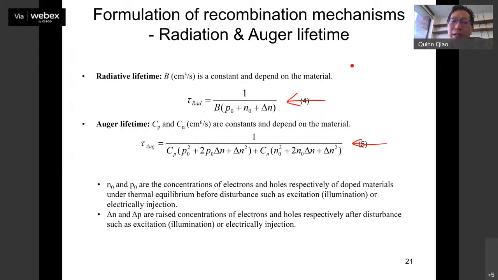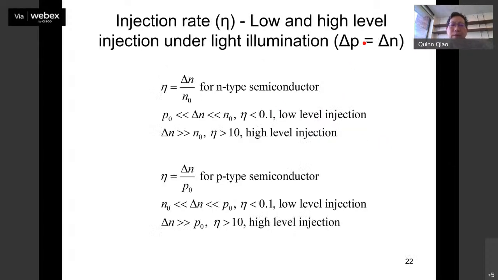For example, if it's p-type, if we go back here, let's introduce something new called injection rate. The injection rate basically is delta n. If delta n is much bigger than the majority carriers, either p0 or n0, then that's called high injection rate. If delta n is smaller than the majority carrier, then that's called low injection rate. That's what it means. So here's the definition for n-type semiconductors.